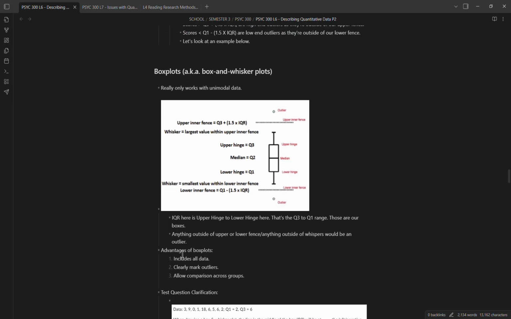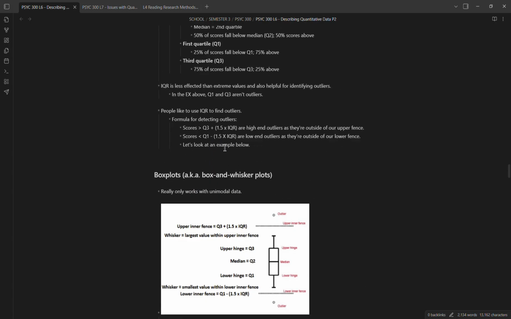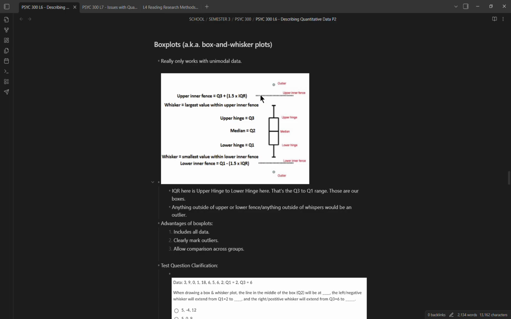So this is using box plots or box and whisker plots. It really only works with unimodal data, but for our purposes, it's fine. Please look at the screen. I would highly recommend it. Just as an example, this is our interquartile range representation here, and then these are our box and whisker plots. You can see the components: we have our upper hinge at Q3, lower hinge at Q1, median at Q2. Then we have our upper fence, Q3 plus 1.5 times IQR. Lower fence is Q1 minus 1.5 times IQR.